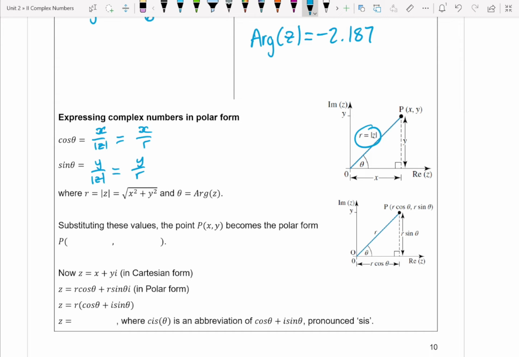So if we substitute these values into the point, r cosine theta gives us our x coordinate, and r sine theta gives us our imaginary coordinate, our y value. So x plus yi in Cartesian form, we've got r of cosine theta plus i sine theta. Another way that's represented is r cis theta. So cis theta is an abbreviation of cosine theta plus i sine theta. We pronounce it as cis. It's just a shorthand because mathematicians are notoriously lazy.